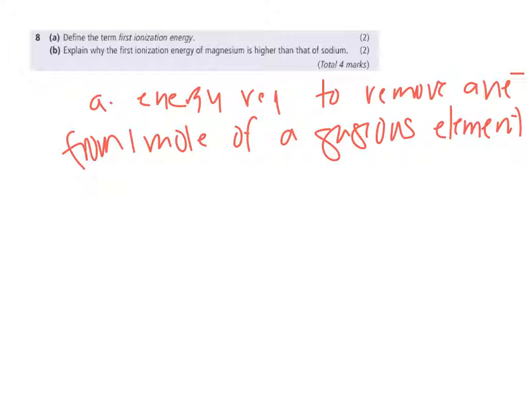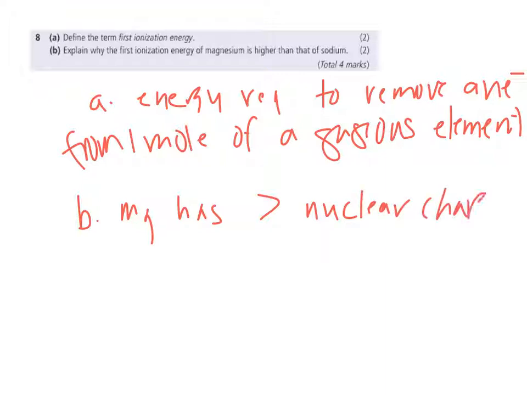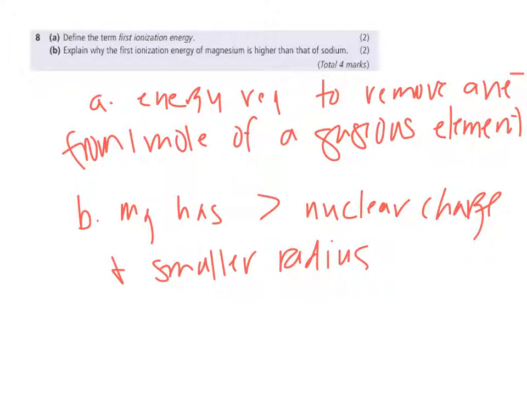B wants to know why the first ionization energy of magnesium is higher than that of sodium, and that's because magnesium has a greater nuclear charge, effective nuclear charge, and therefore a smaller radius. So it's got a greater attraction for its electrons.